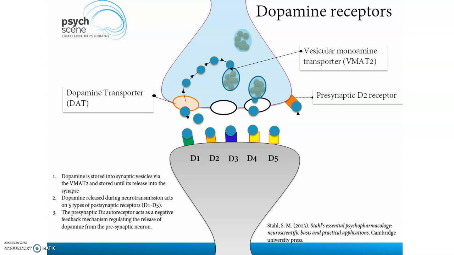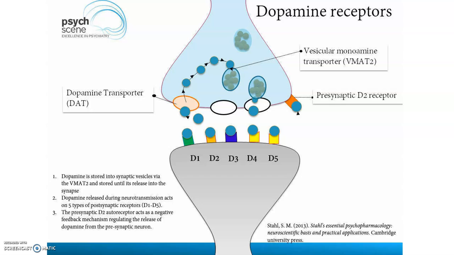Now there are three conditions which will take place. The first one is that this dopamine will enter the postsynaptic neuron, that is, bind to the receptors present in the postsynaptic neuron. When I say receptors, there are basically 5 different types of dopamine receptors: the D1 receptor, D2 receptor, D3, D4 and D5.